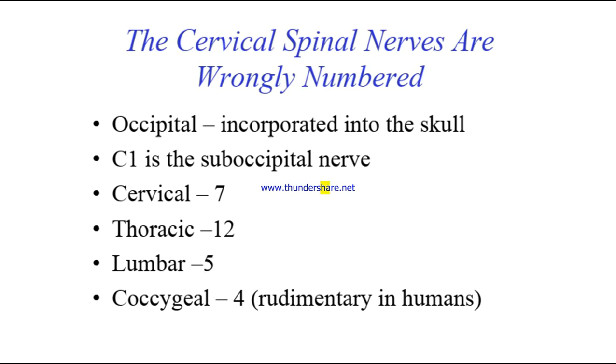So the cervical spinal nerves are wrongly numbered because we have an occipital somite which is incorporated into the skull, which we're going to talk about as we cover the cranium and the bones of the skull. So C1 is the suboccipital nerve. The cervical region has 7 cervical vertebrae, the thoracic has 12, the lumbar region has 5, and the coccygeal has 4. These are rudimentary in humans, so this can be more or less.